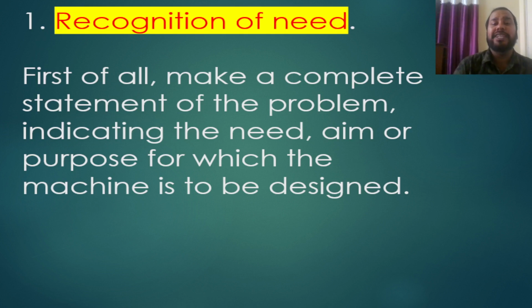First is the recognition of need. First of all, make a complete statement of the problem. Why do we require the part? Why will we manufacture the part? That means indicating the need or aim, or the purpose for which the machine is to be designed. This is the basic requirement, because without any aim or need we can't manufacture a product.